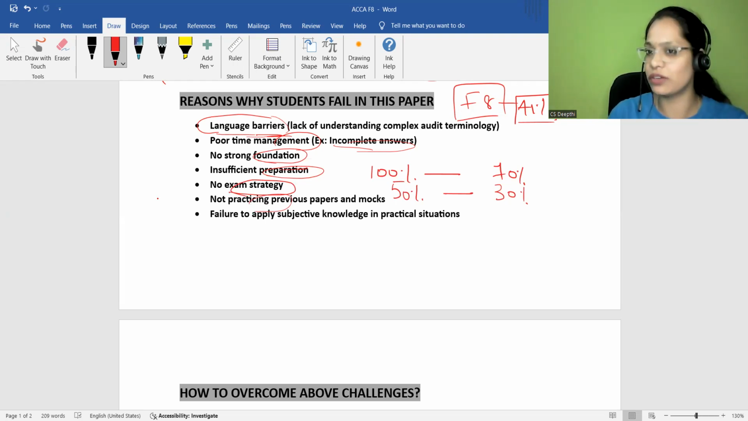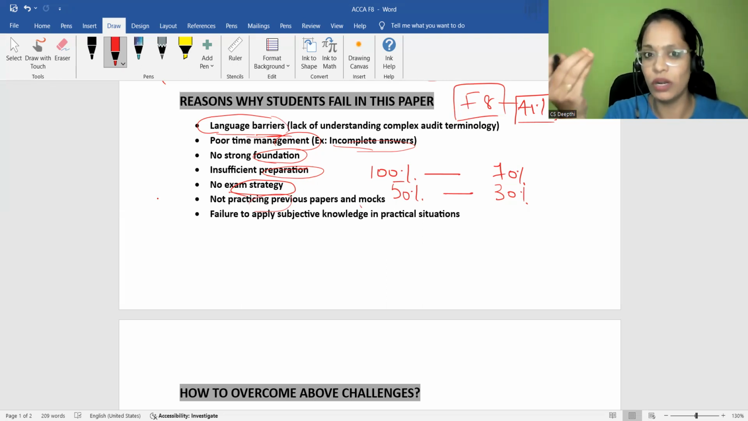Okay, if you don't have a strategy, no one can assure you that you're going to pass this particular exam. Strategy is quite important, and so is practicing previous papers and mocks. Obviously, you don't even have time; you'll be left with only 40 days. Within 40 days of preparation, you just read the study material and practice 2 or 3 questions, and you feel like, okay, I have done all my preparation. That's it. Then what about the previous papers?